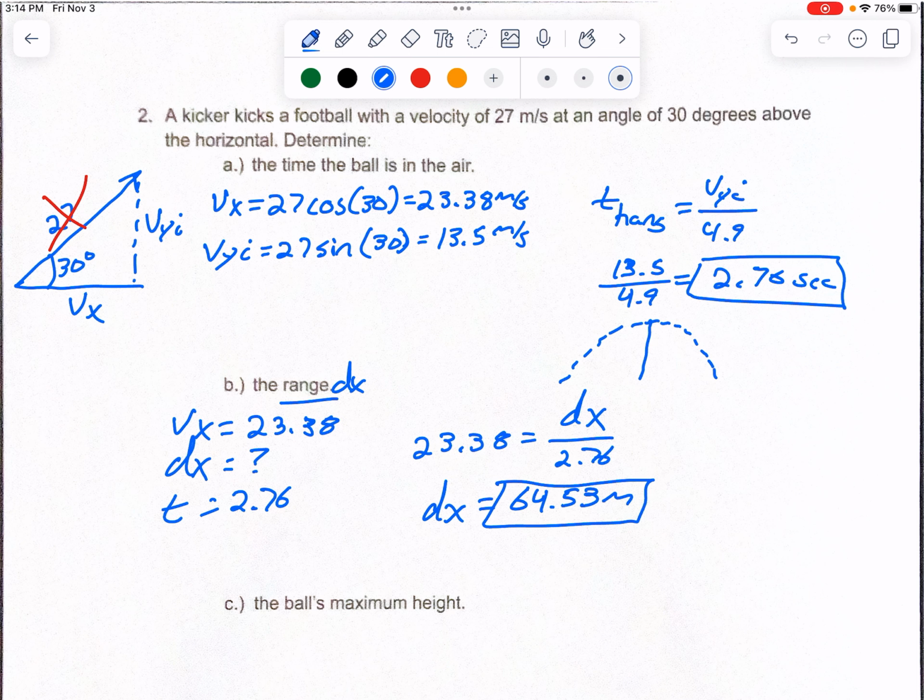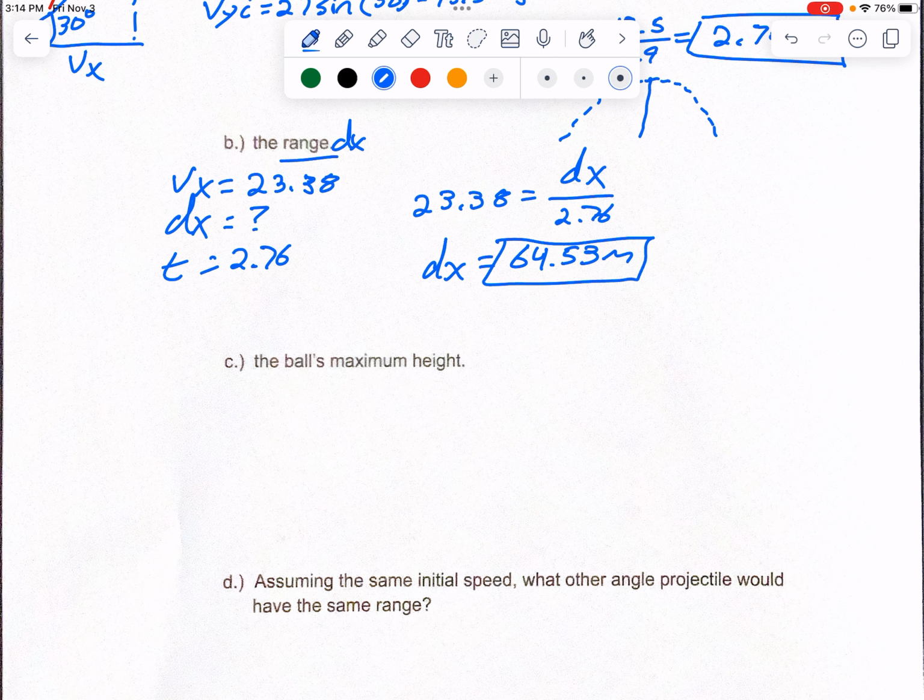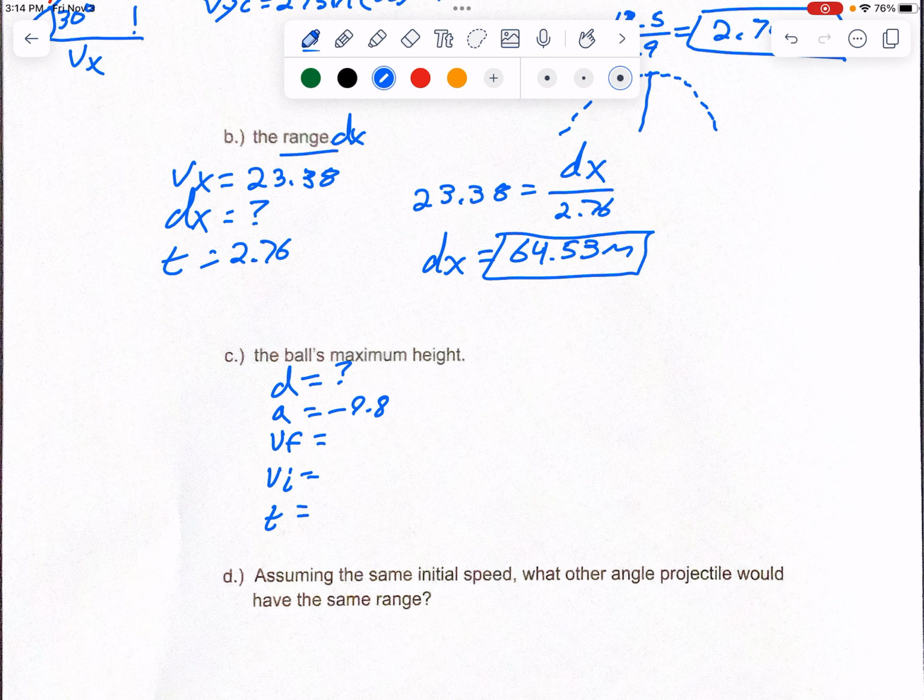And that's it. C, it says the ball's maximum height. That means we're looking for vertical. Remember, anything vertical, we're always going to set up Daffy T. A is still negative 9.8. Height is what we're looking for. That is your distance. Now, this is where you got to be careful. We're switching to a type 2 problem. When you launch something up in the air, it keeps going and going until it stops at some point. So your VF is now 0.